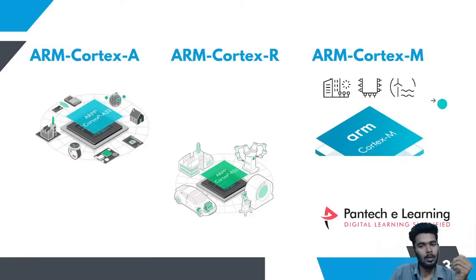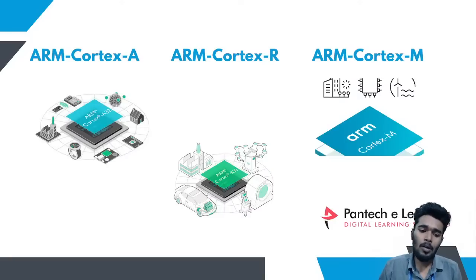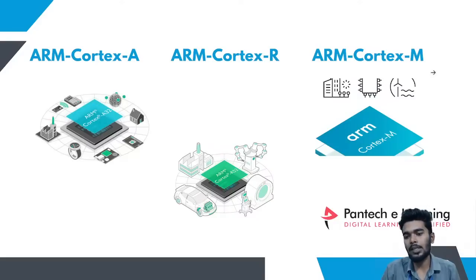When we come to ARM Cortex-M, it is a controller. When you come to ARM Cortex-R, it is for real-time applications, so it is widely used in the car and automotive industries. By learning this ARM, you will have more opportunities in the open world. And what are we going to learn? We are going to learn ARM Cortex-M.